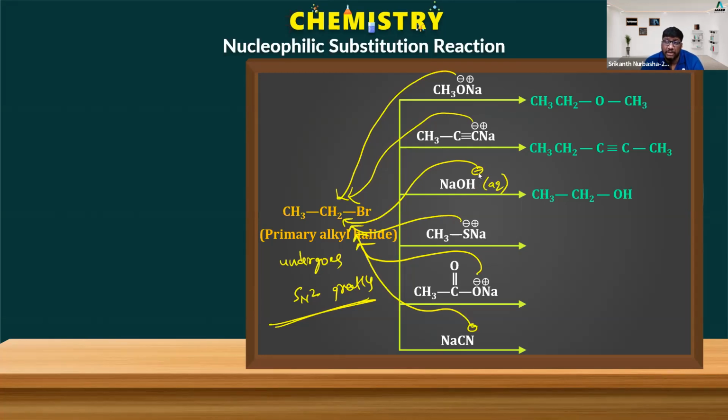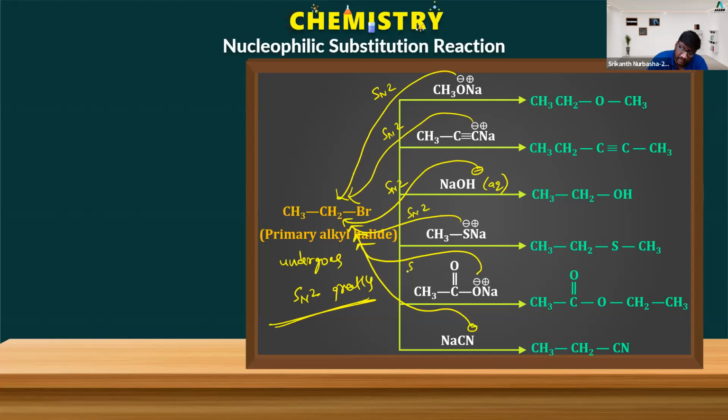Alcoholic medium, elimination will occur. Elimination can occur, leading to the formation of alkene. CH3CH2SCH3, thioether. CH3CH2OC double bond to CH3, CH3CH2CN. Okay, cyanides, all these compounds are produced, all undergoing SN2 attack. SN2, SN2, SN2, everywhere SN2 attack, because we have a primary alkyl halide and a strong nucleophile. Strong nucleophile there, primary alkyl halide, so SN2 will be greatly happening.